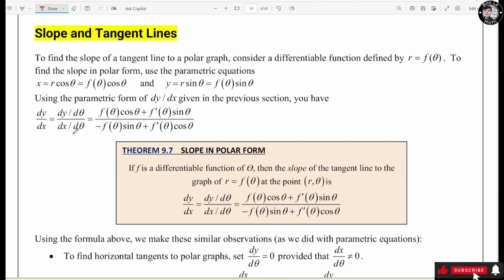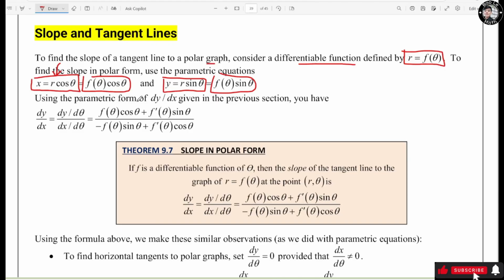Now let's move on to the next topic, slope and tangent lines. To find the slope of the tangent line to a polar graph, consider a differentiable function defined by r equals f of theta. Don't forget the parametric equations of the polar form are going to be this guy right here: x equals r cosine theta and y equals r sine theta. Now I substitute f of theta for r into these parametric equations. So then I get this guy right here. Similarly, I get this guy right here.